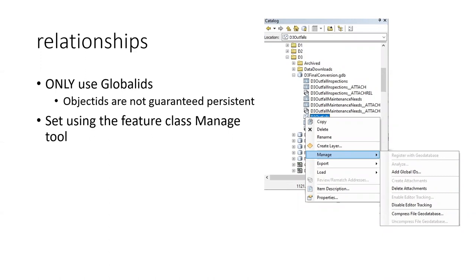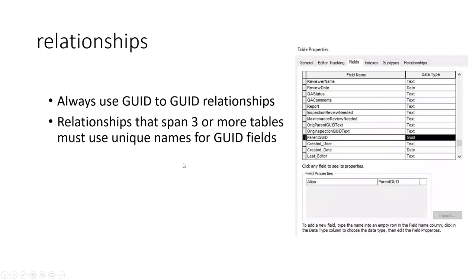An object ID for a feature that is number 100 today could, for a host of reasons, be number 109 in a month or two. And if you have a relationship established on that, you risk corrupting your data. So you always want to use a global ID. Now, if a relationship spans two or more tables, right?